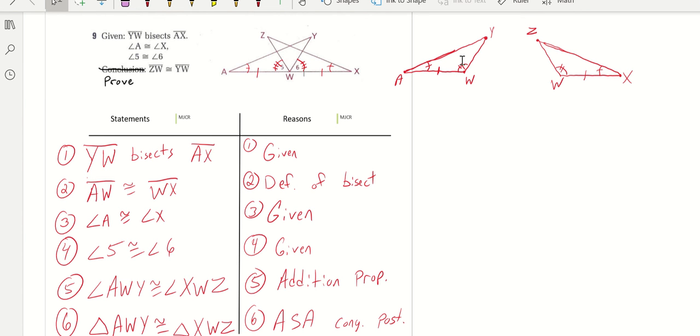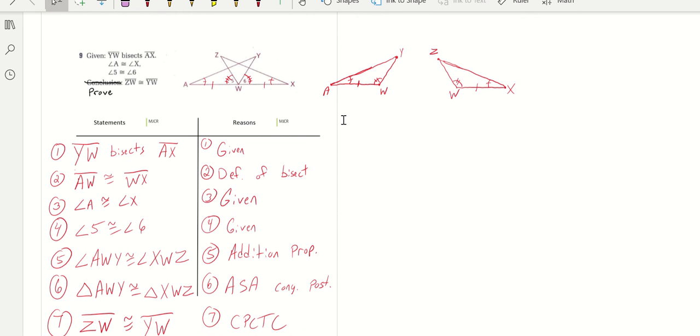And then we can use 5 and 6 being congruent and the addition property to show that AWY, arc with two tick marks, is congruent to XWZ right here, arc with two tick marks. That's the addition property. Now we're able to prove these two triangles are congruent. Triangle AWY, make sure you're careful with your congruency statement. AWY is congruent to triangle XWZ. Make sure corresponding parts are in corresponding positions. They are with my congruency statement. That is the angle side angle congruency postulate. And then by CPCTC, ZW must be congruent to YW. That's number 9.